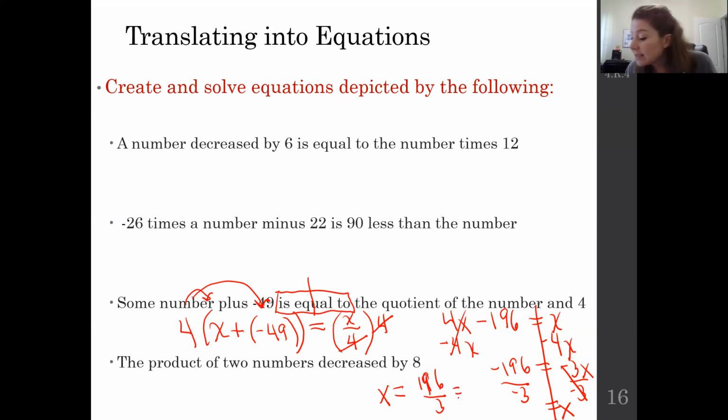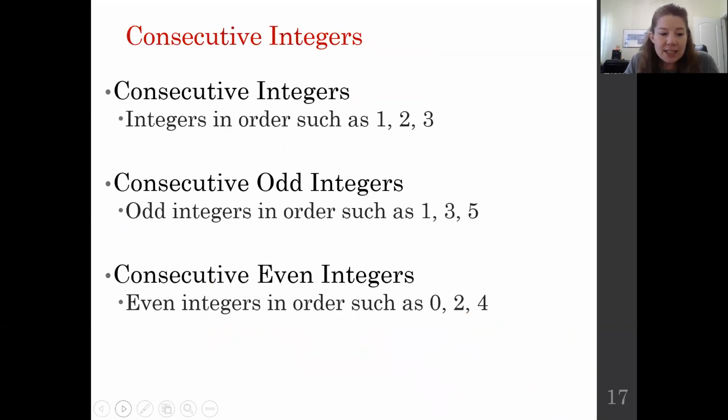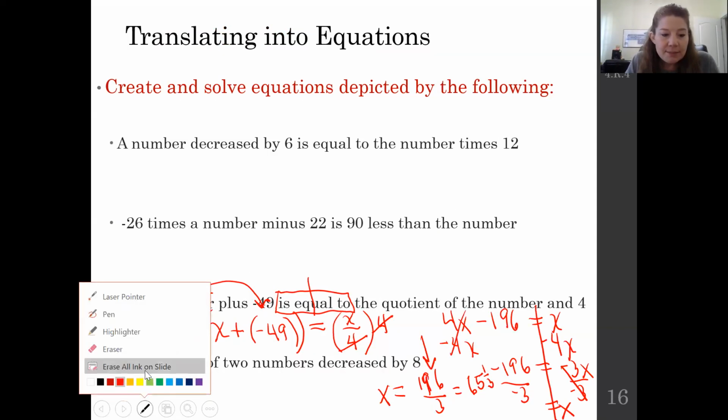Or you could say 65 1/3, but you don't have to. You can leave it in this form right here. All right. And Hawks has those crazy answers. They have weird fractions. All right, the last one, get rid of all this.